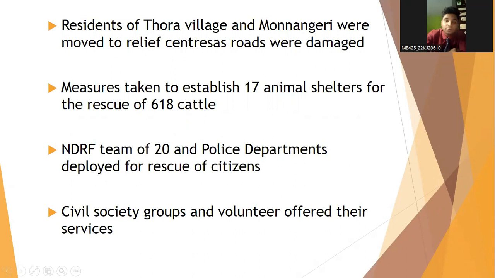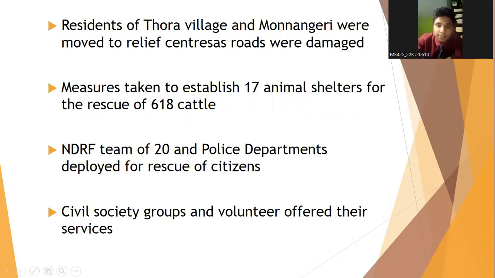So the first step that the government took was to move the residents from the villages. Some of the villages are Tora and Monangiri, and they were moved to the relief centers, and the reason for their removal was the roads were damaged. And the next measure that they've taken is to establish 17 animal shelters for the cattle that the villagers were growing. Around 618 cattle were shifted to animal shelters that were established for this very purpose.